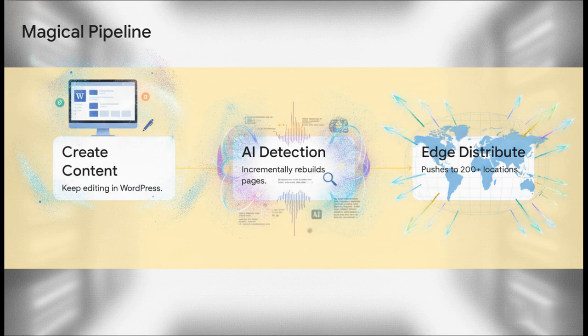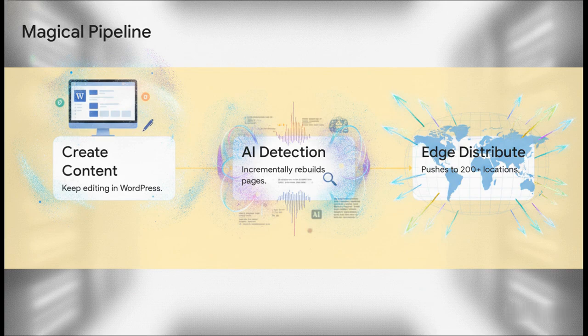Step 1. Your team keeps creating content in WordPress, completely business as usual. Step 2. Nimbica's AI change detection kicks in. When you hit publish, it identifies exactly which pages were affected and incrementally rebuilds only those specific pages in under 30 seconds. And step 3.